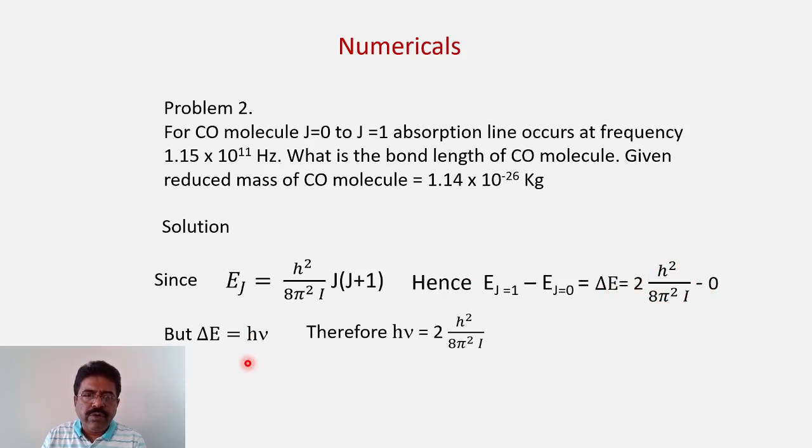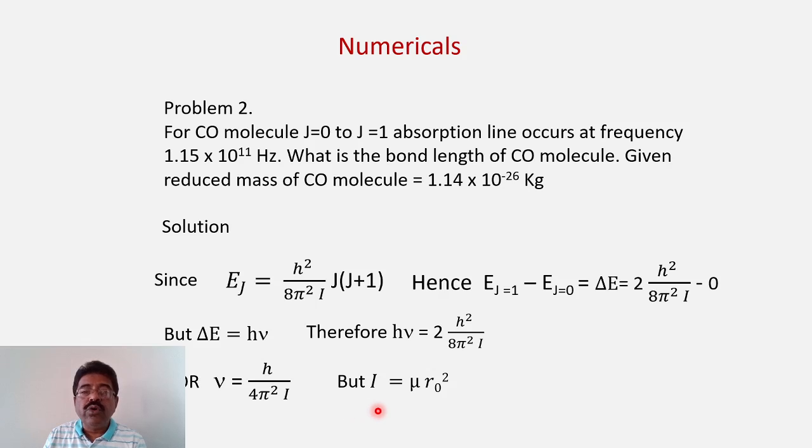Therefore, you know that delta E is equal to h nu, where h is Planck's constant and nu is the frequency which is given to us. So you can substitute delta E is equal to h nu here. h nu is equal to twice of h square upon 8 pi square I. So nu is equal to, you can take h to the right hand side, so one of the h will get cancelled. These two fours are 8, so this will become 4 here. So nu is equal to h upon 4 pi square I.